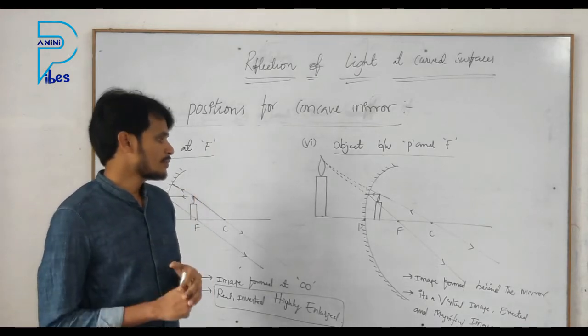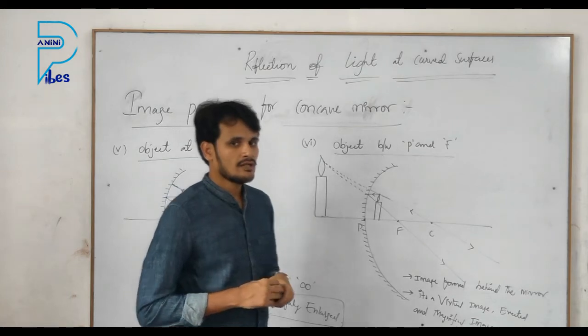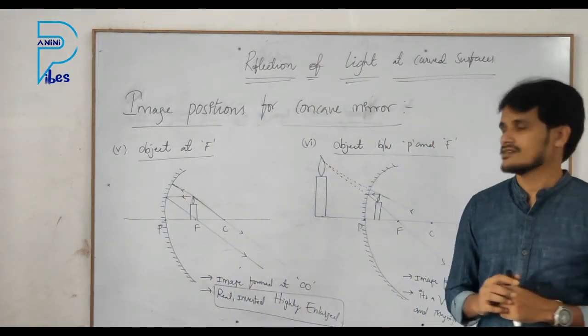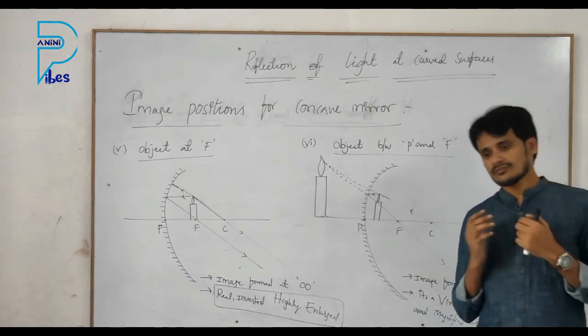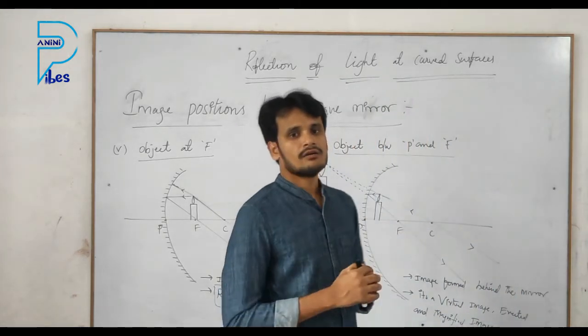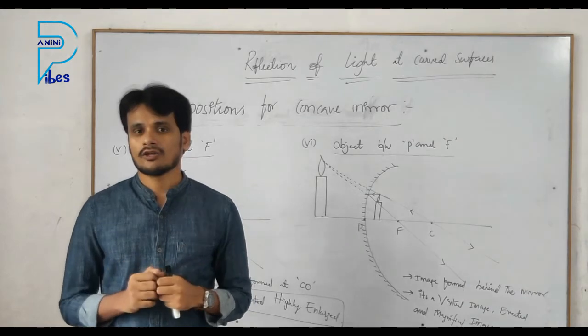And the next case is, if you are placing object between P and F, in this only one case we will get a virtual image. The image forms behind the mirror, it's an erect image and a magnified image. Virtual, erect and magnified image. This is about image positions for concave mirror.